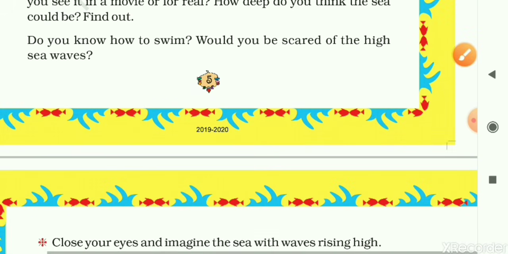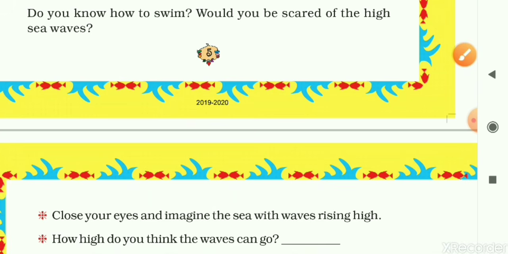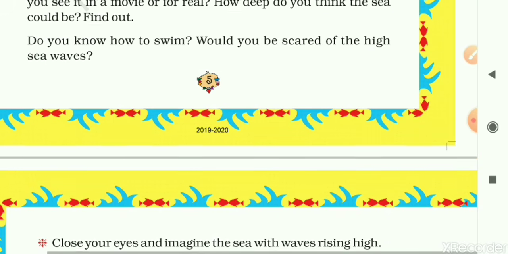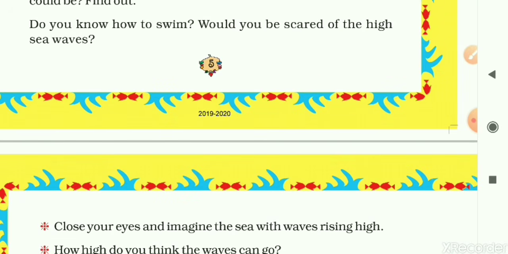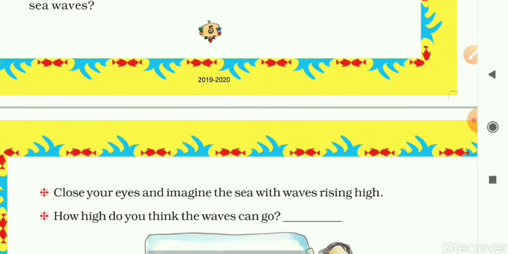Do you know how to swim? Would you be scared of the high sea waves? First of all, tell me, have you swum in the sea water? Yes, generally children are not allowed to swim in the sea, but under guidance you can.